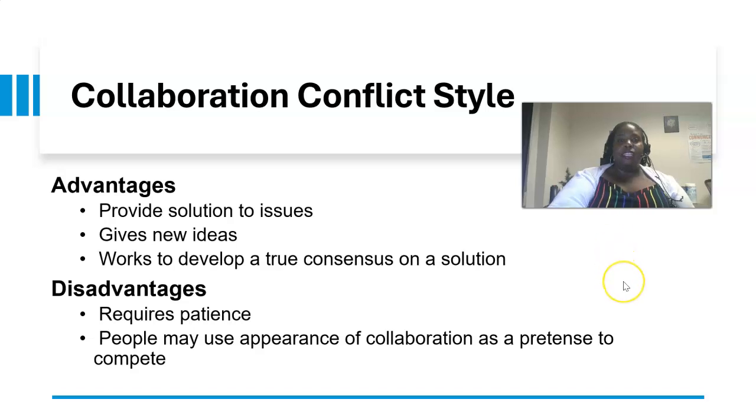We have the solution to issues, and it's collaborative, so everybody is hands on. We have new ideas and we work to develop a true consensus so everybody's on board for a solution. But unfortunately, it does require patience. So if we don't have a lot of time, we lean onto the compromise style a little bit more. And people might use the appearance of collaboration as a pretense to compete.